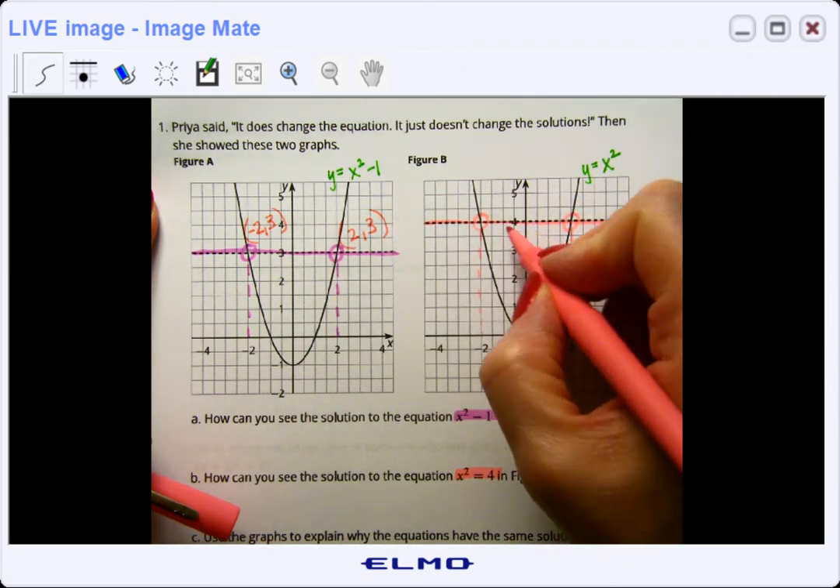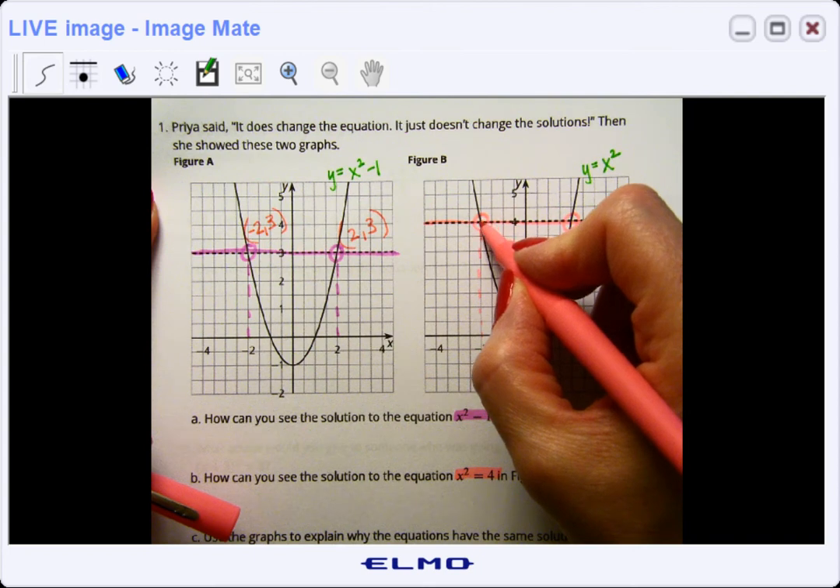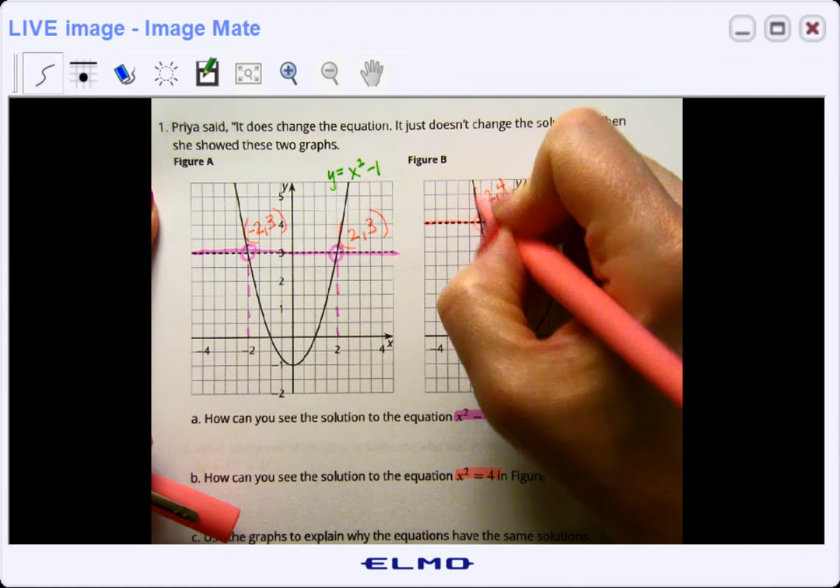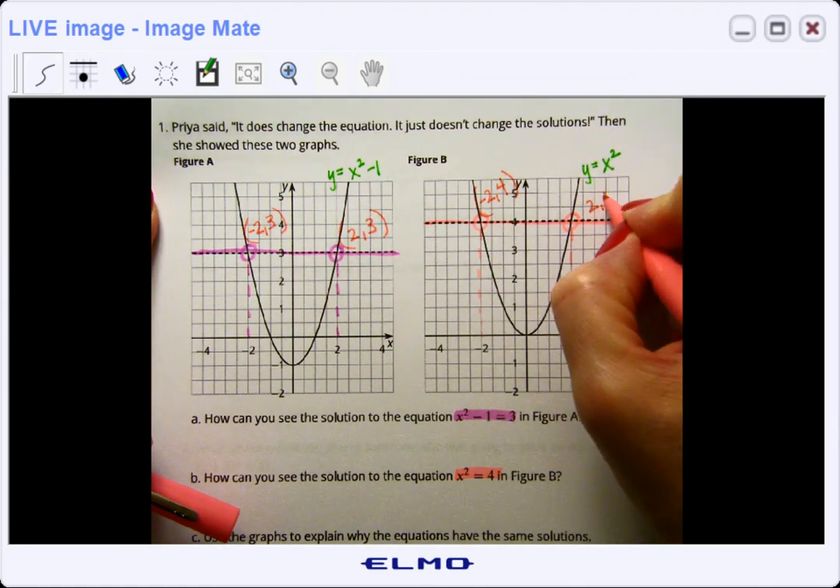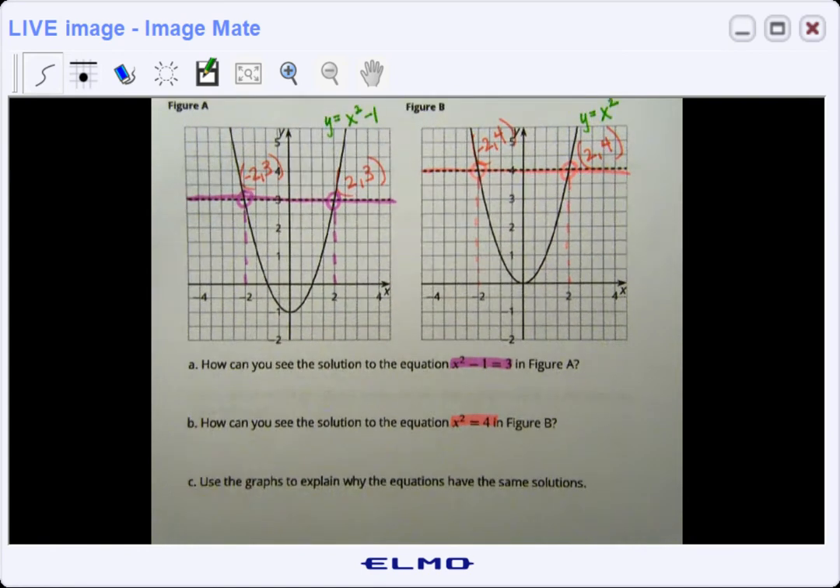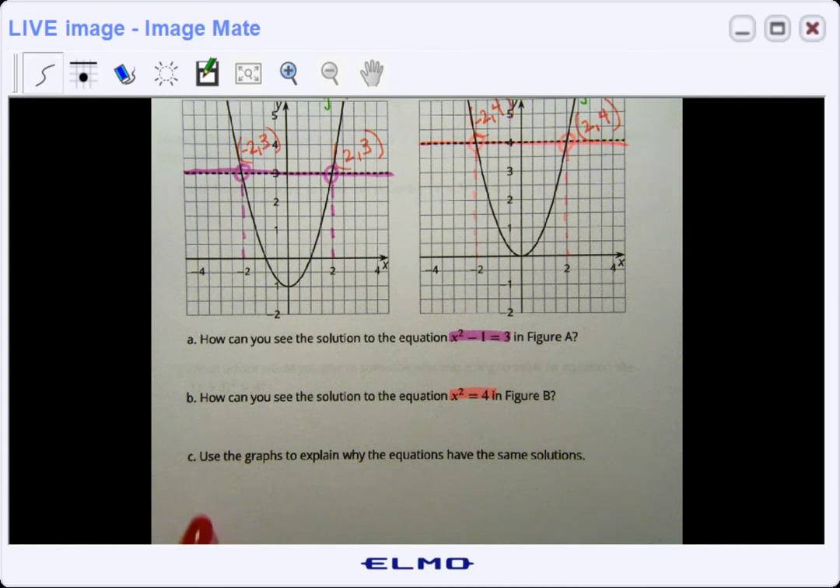And then this is negative 2, 4, and positive 2, 4. Okay, so you might think about then, that kind of shows us why the equations have the same solutions.